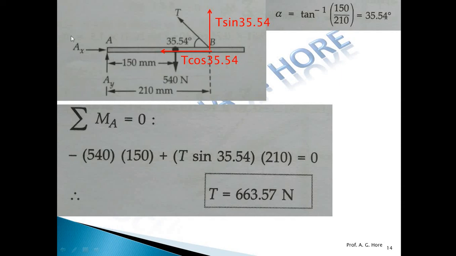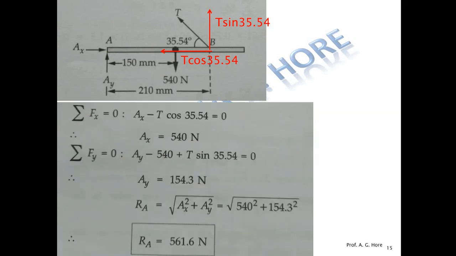Now this 540 is rotating clockwise, so minus 540 into 150, and this vertical force is rotating anti-clockwise, so plus T sine 35.454 into 210. Now simplify this. Here only T is unknown, so simplify this and find out the value of tension. So पहले हमें value मिल गई tension की, tension BC की value.